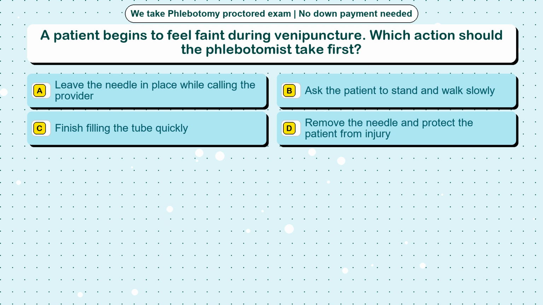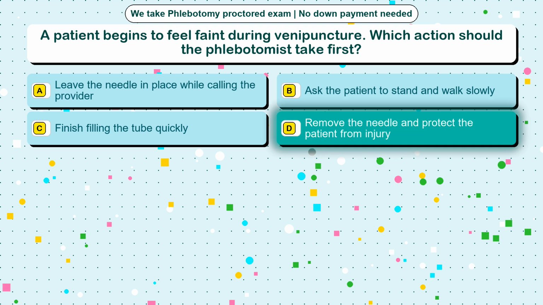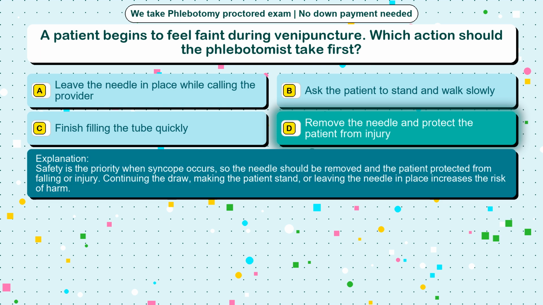Option A. Leave the needle in place while calling the provider. Option B. Ask the patient to stand and walk slowly. Option C. Finish filling the tube quickly. Option D. Remove the needle and protect the patient from injury. The correct answer is option D. Remove the needle and protect the patient from injury. Safety is the priority when syncope occurs, so the needle should be removed and the patient protected from falling or injury. Continuing the draw, making the patient stand, or leaving the needle in place increases the risk of harm.